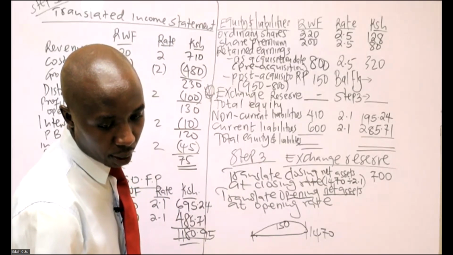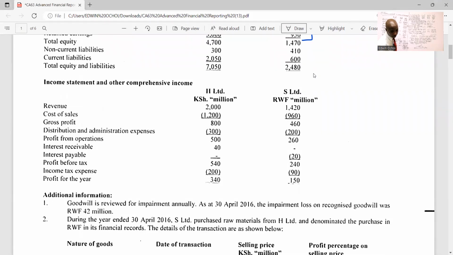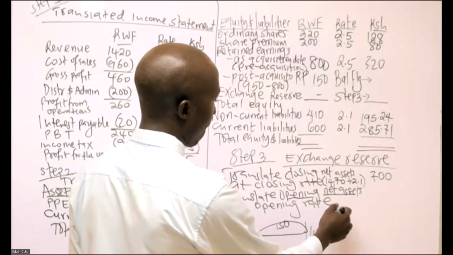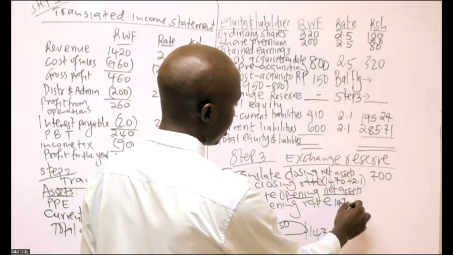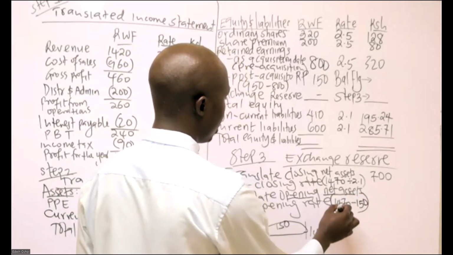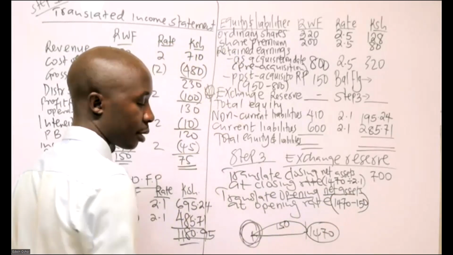We are talking about S. The profit was somewhere in the income statements. The last item there is 150. That is correct. So you deduct it from 1470. That is how you get the opening net assets. So it's all about taking 1470 minus 150. If you take this one and minus 150, you will get the opening net assets.